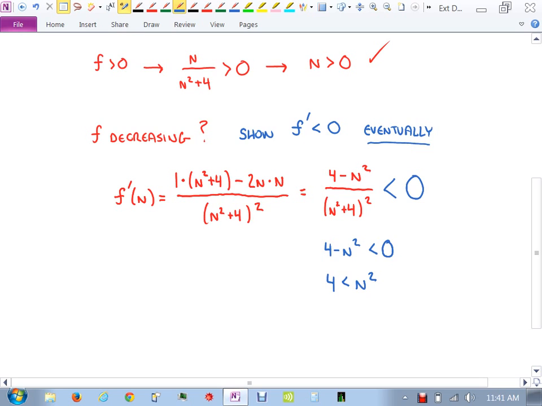And remember I said that eventually we need to decrease? This is what I'm saying. Look, if this is true, if n is greater than 2. Do you agree with that? So what happens is that my derivative is not negative until I get to 2. Once I get to 2, it's negative. And I can promise you it's going to stay negative the rest of the way, which means my function is going to be decreasing after 2.